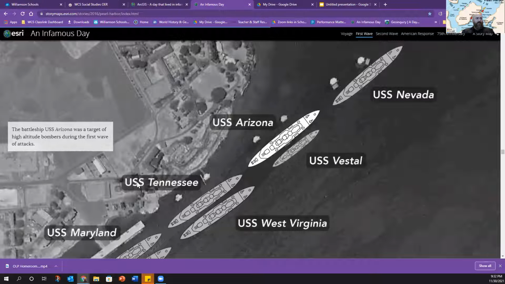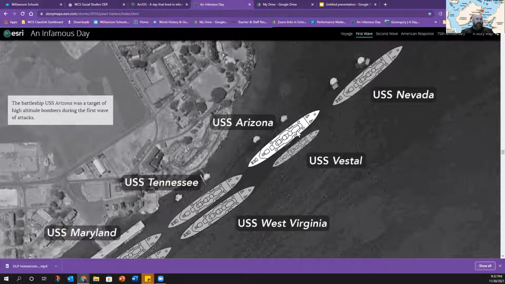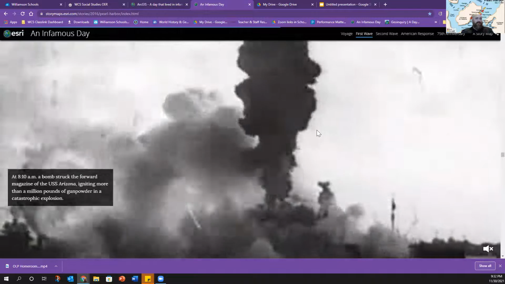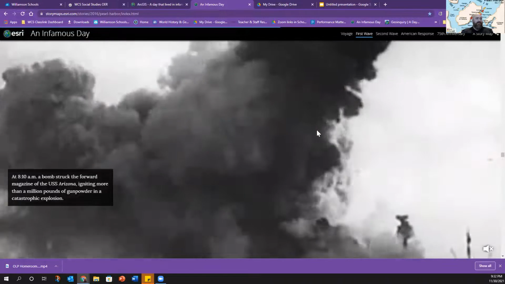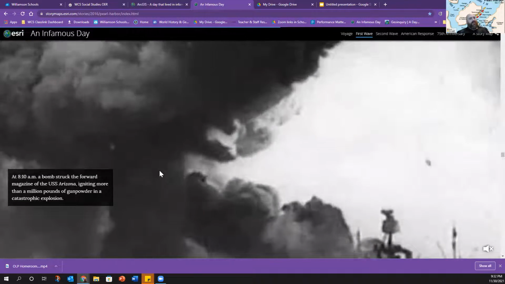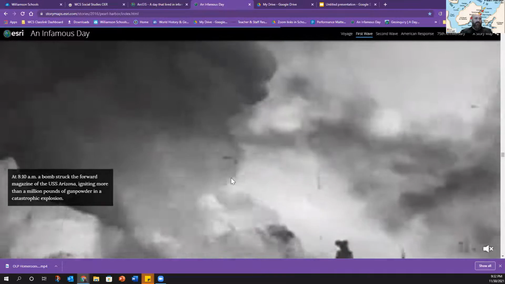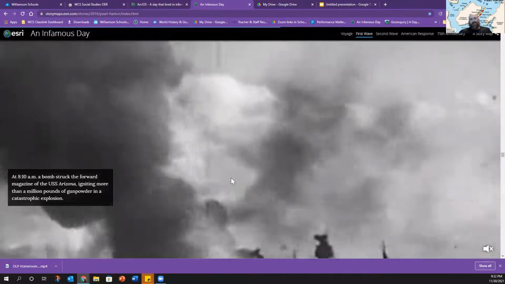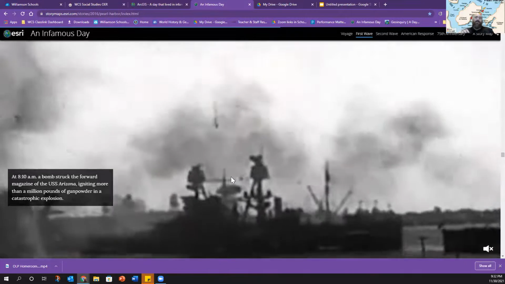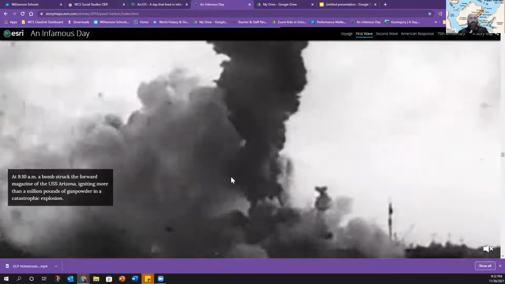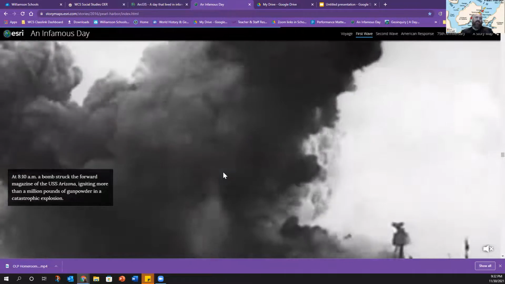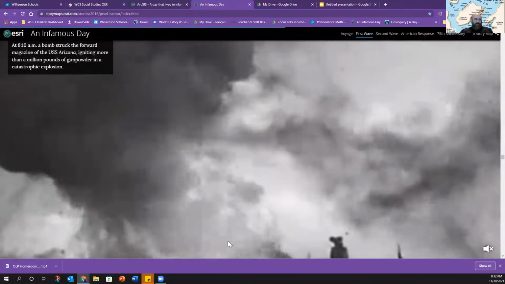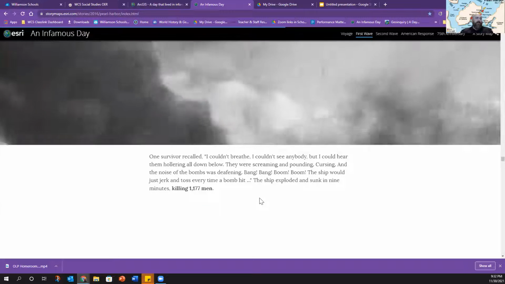Now the Arizona, high altitude bombers throughout the first wave of attacks. Like I said, unfortunately, we're getting this, so it ignites all of the gunpowder on this ship. And some of these ships were completely refueled as recently as the previous day. Not only are they obviously loaded with ammunition, which here you can see blowing up, but they're also loaded with fuel, which is why you get these kinds of fires.